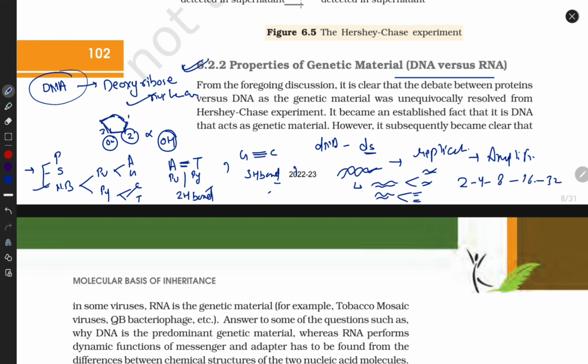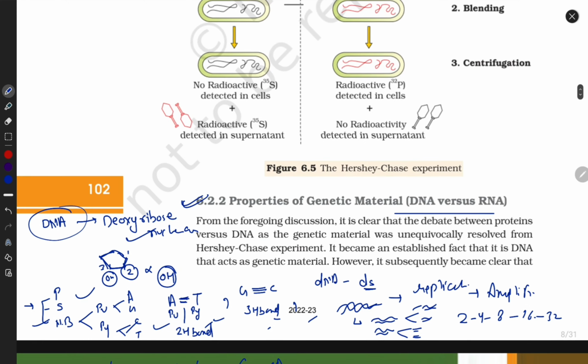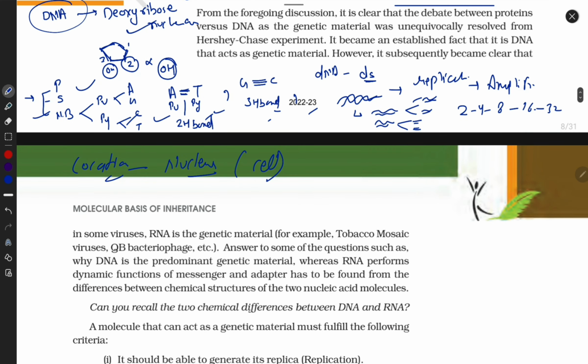Now guys, next thing is location. Where is DNA found? Nucleus. Where is the nucleus present? In the cell. Clear or not, guys? Tell me, clear or not? So these are the properties of DNA. Many scientists proved that DNA is genetic material.